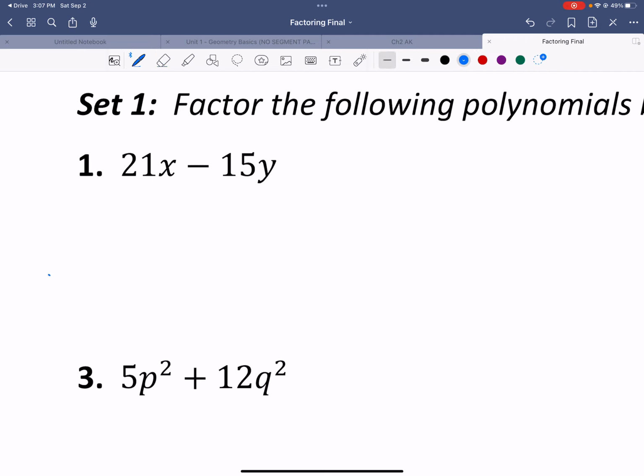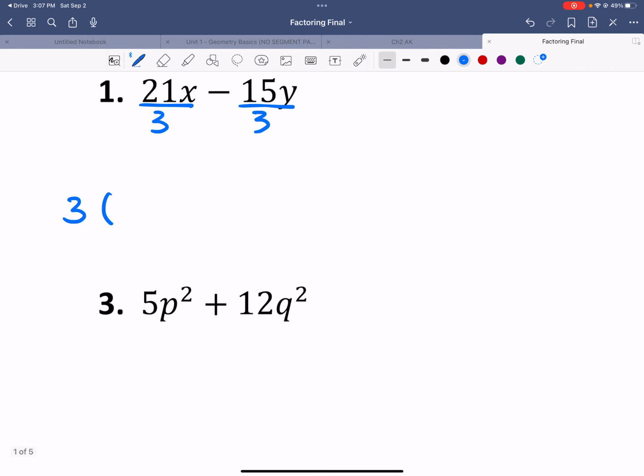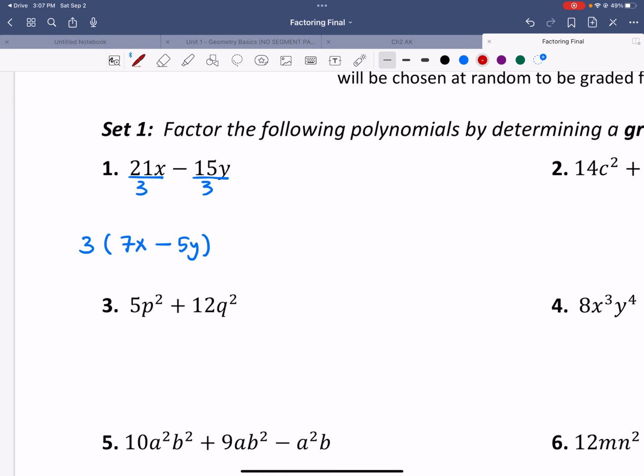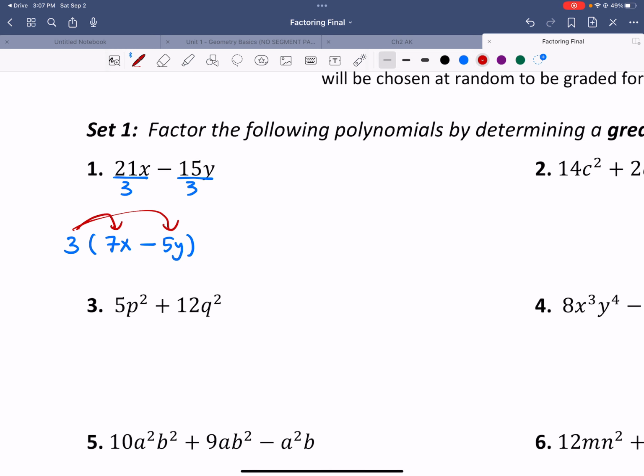So I'm gonna factor out 3, which means I'm gonna divide each number. And if I look at the variables, this one has an x, this one has a y, so I cannot take those out. So let's factor out 3. 21 divided by 3 is gonna be 7x, minus 15 divided by 3 is gonna be 5, and it has a y. And that's it. Remember, when you do the factoring, when you multiply it back, you should have exactly the same expression that you had before, okay? So keep that in mind.